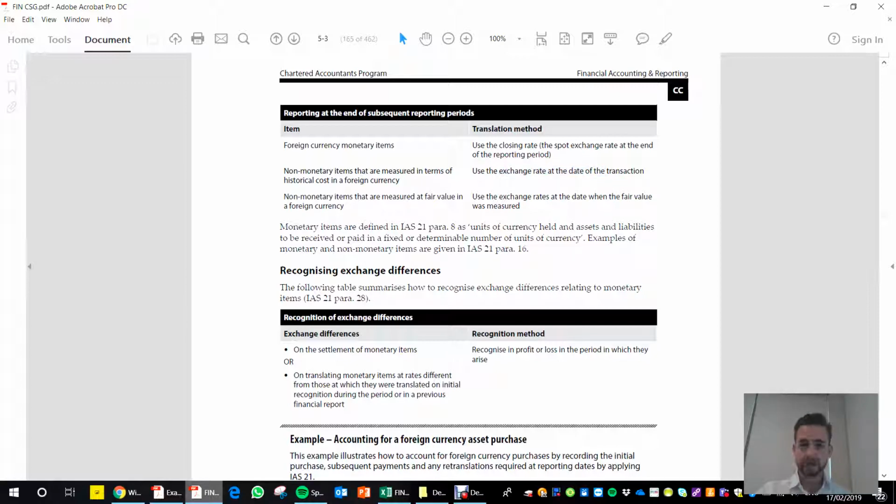However, which exchange rate do you use for that depreciation, etc.? If it's at cost, you use the exchange rate at the date of the transaction, and if it's at fair value, you use the exchange rate at the date when the fair value was measured, which is usually at the end of financial year, 30 June.